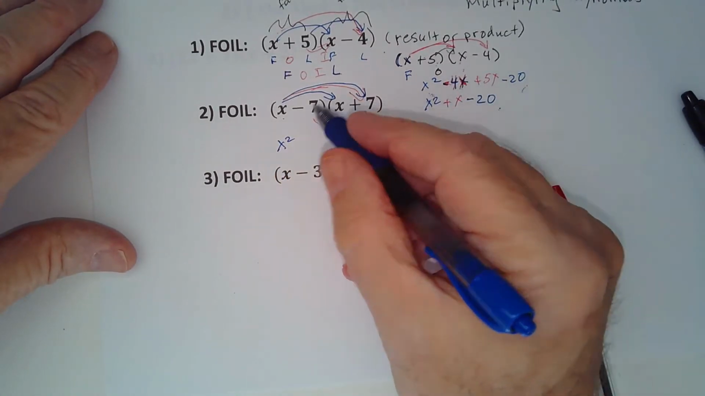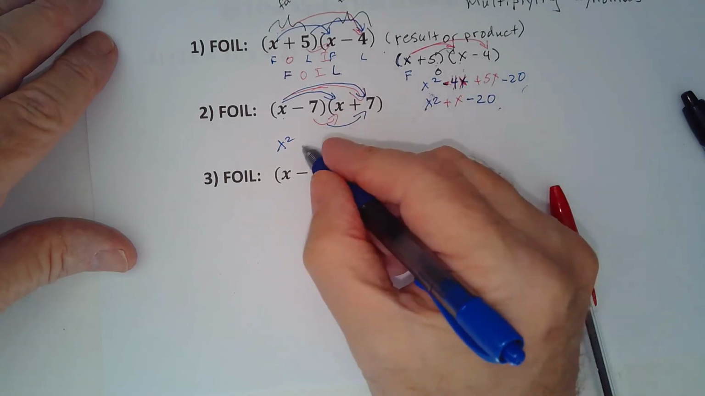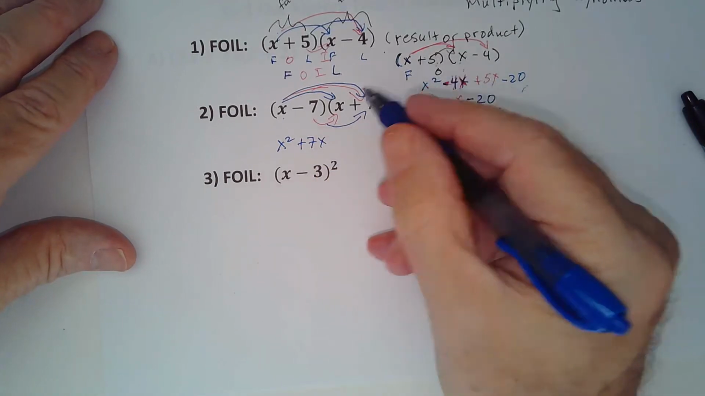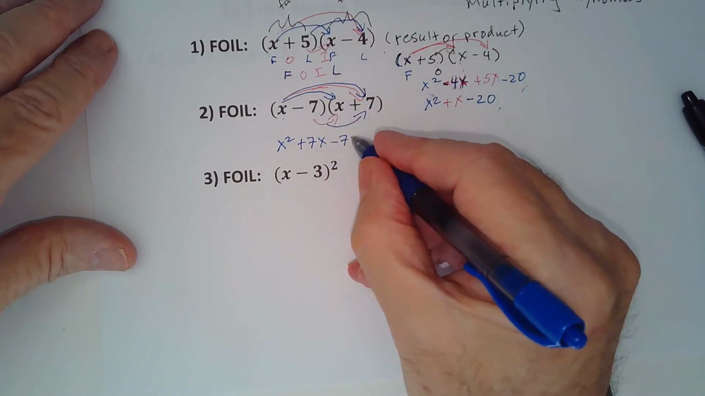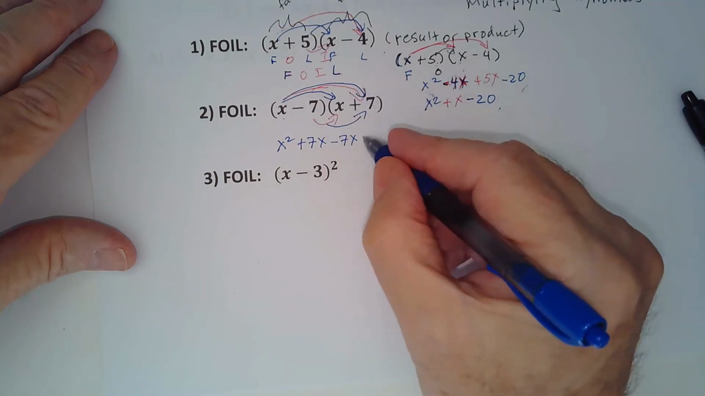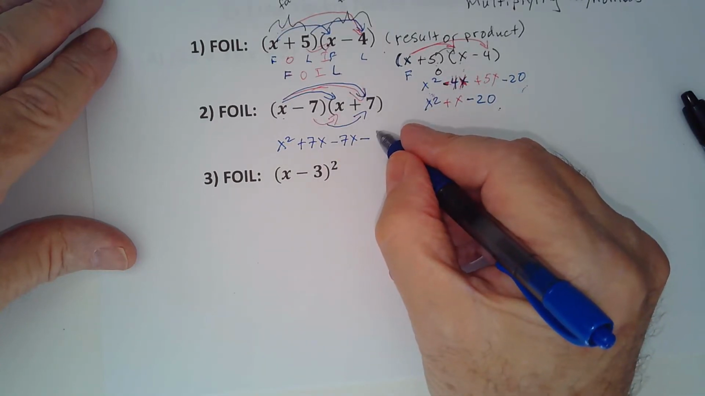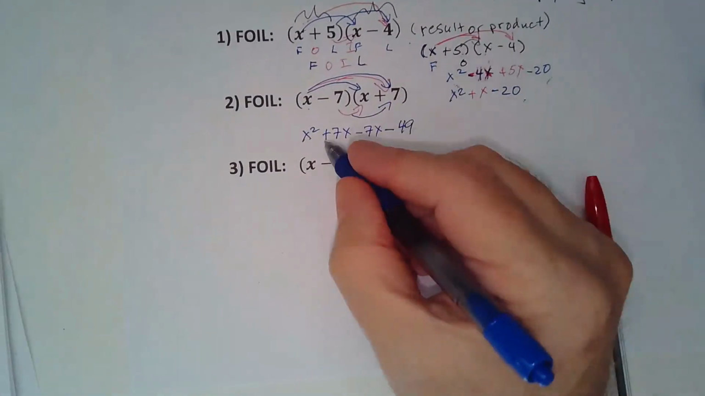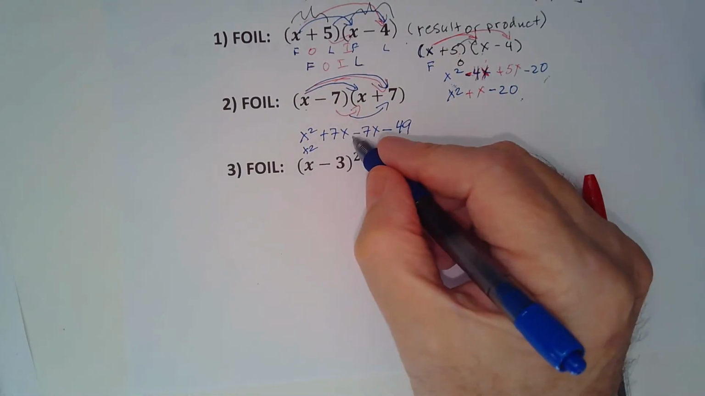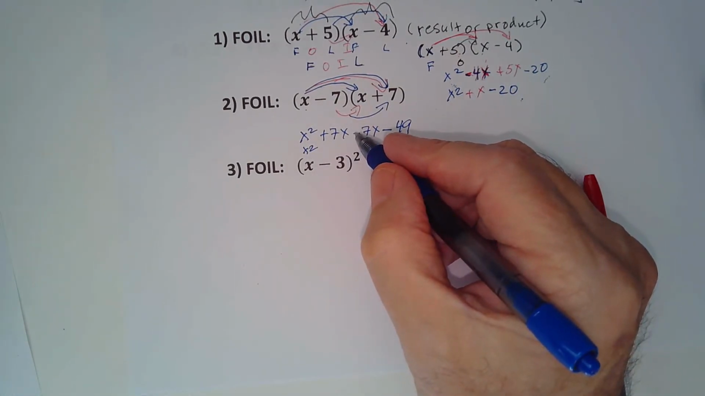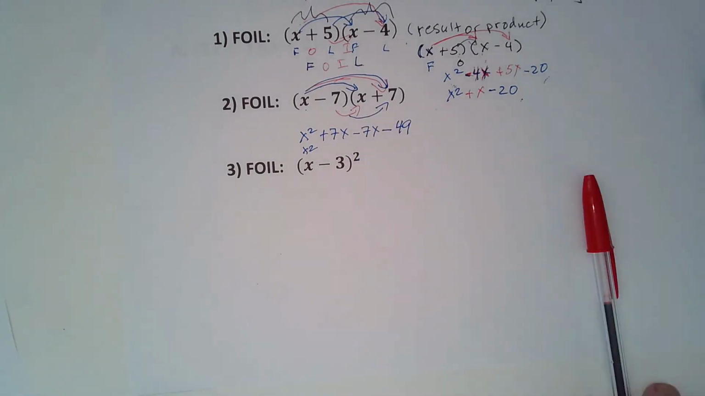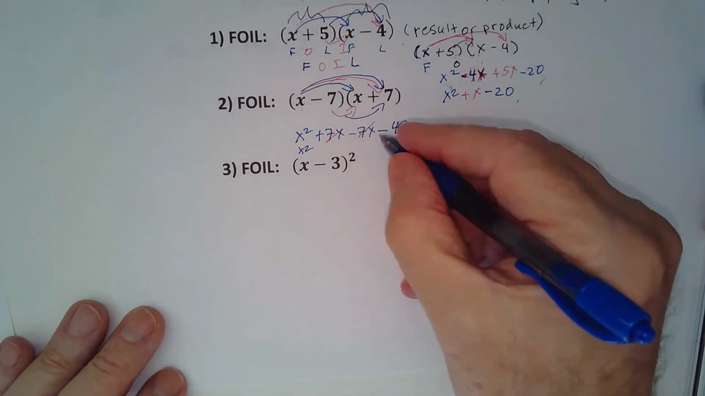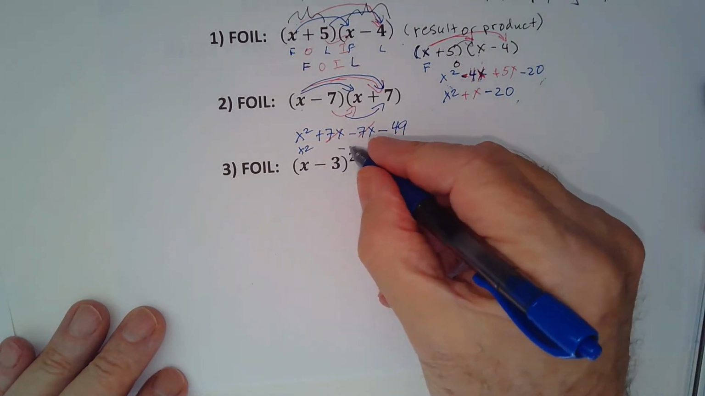X times 7 is 7x, so that's positive 7x. And then negative 7 times x is negative 7x. And negative 7 times negative 7, positive times a negative, so that's negative 49. If you look at this, we'll bring down the x squared, but positive 7x and negative 7x cancel out. So because they cancel out, you end up with x squared minus 49.